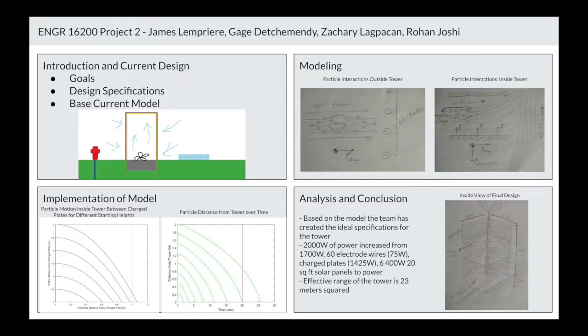Inside the tower, the downward electrostatic force from the charged plates would be taken into account, where the electric field due to the plates would follow the potential difference between the plates divided by the distance between them. Along with this, a constant horizontal velocity is assumed inside the tower, where the volumetric flow rating of the fan causes a fluid velocity which the smog particle is now caught up with.